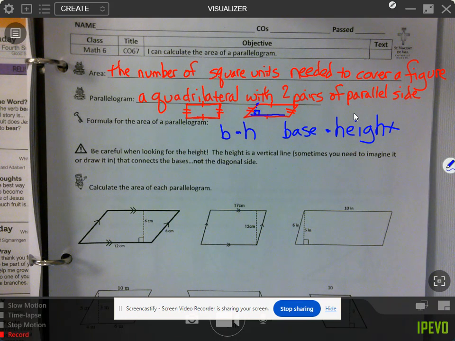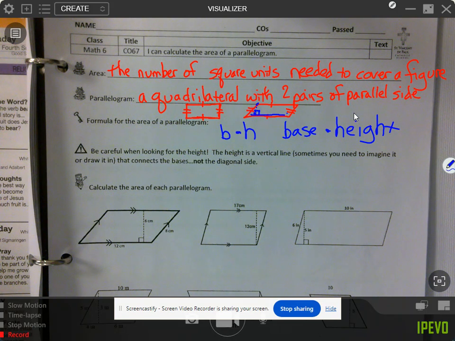If we look at our side, it is slanted. It is not a right angle in the corner. So we can't use that side length. We have to use the height, straight up and down. So be careful when looking for the height. The height is a vertical line. Sometimes you need to imagine it or draw it in, and it connects the bases.